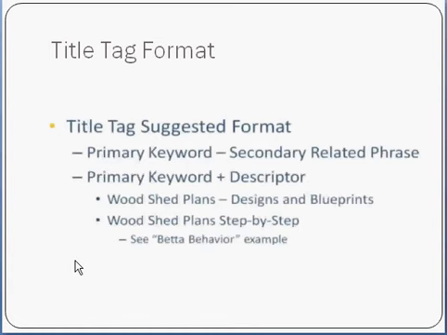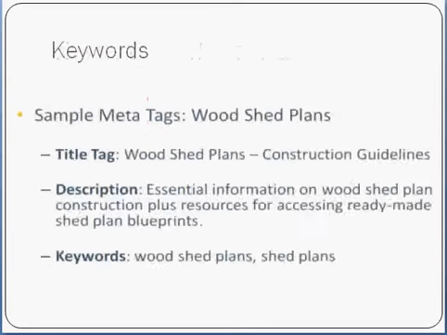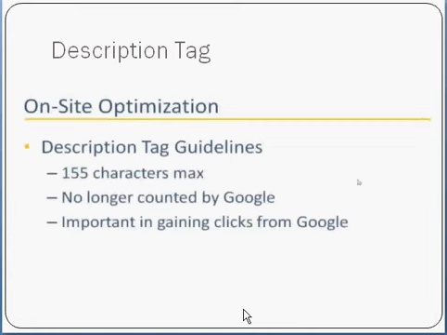Next is the description tag. The description tag should be no more than 155 characters. They're no longer counted by Google, but they're important in gaining clicks from Google. And the description tag is merely a description of your site. But you want to make sure that you get the targeted keyword at the beginning of the description.